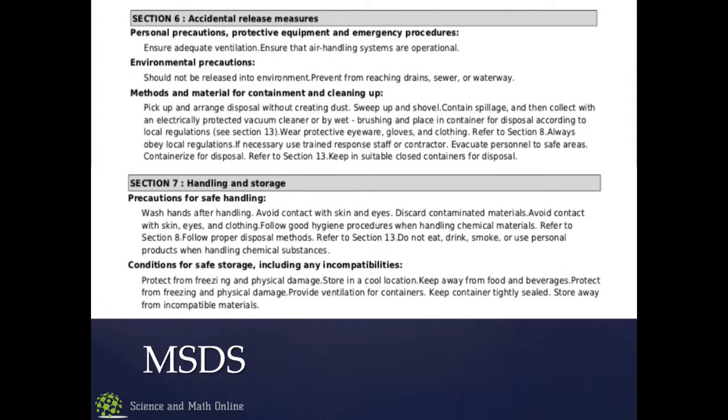Okay. All right, so sections 6 and 7 have to do with release. So you've got to make sure you have it ventilated, and you need to make sure that it's not going down the drains or sewers. So this cannot go down the drain. That's important. Down here, it tells you what it cannot be stored with, and kind of gives you some idea. It says incompatible materials. Later on in the MSDS sheet, it'll tell you what those are, what you need to keep it away from.